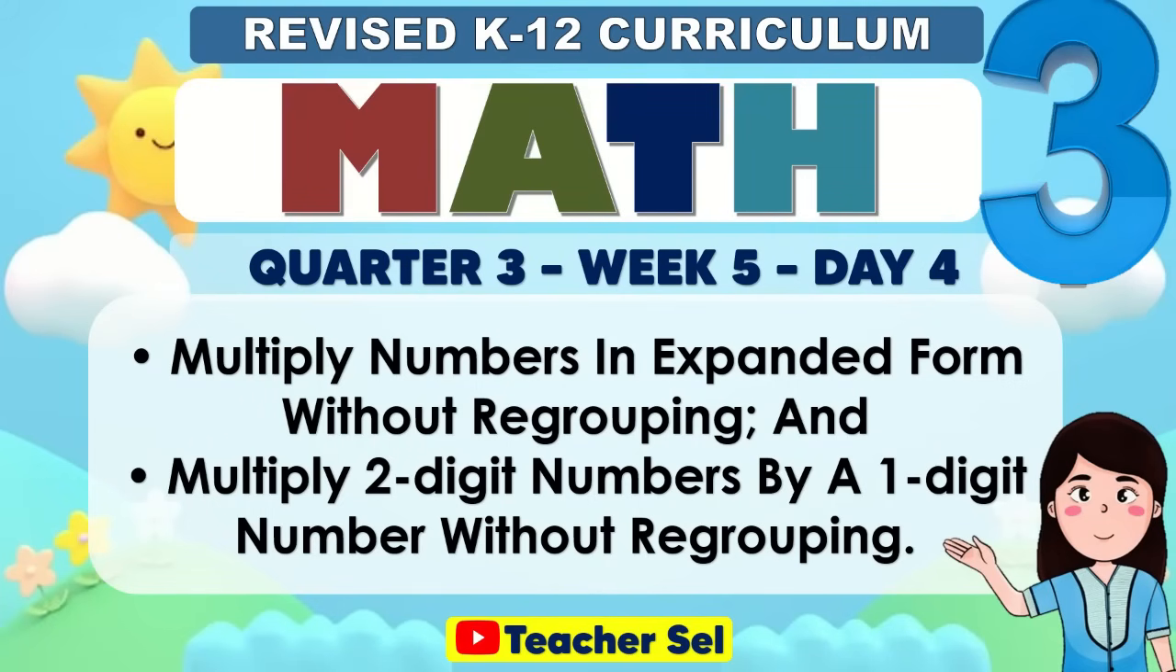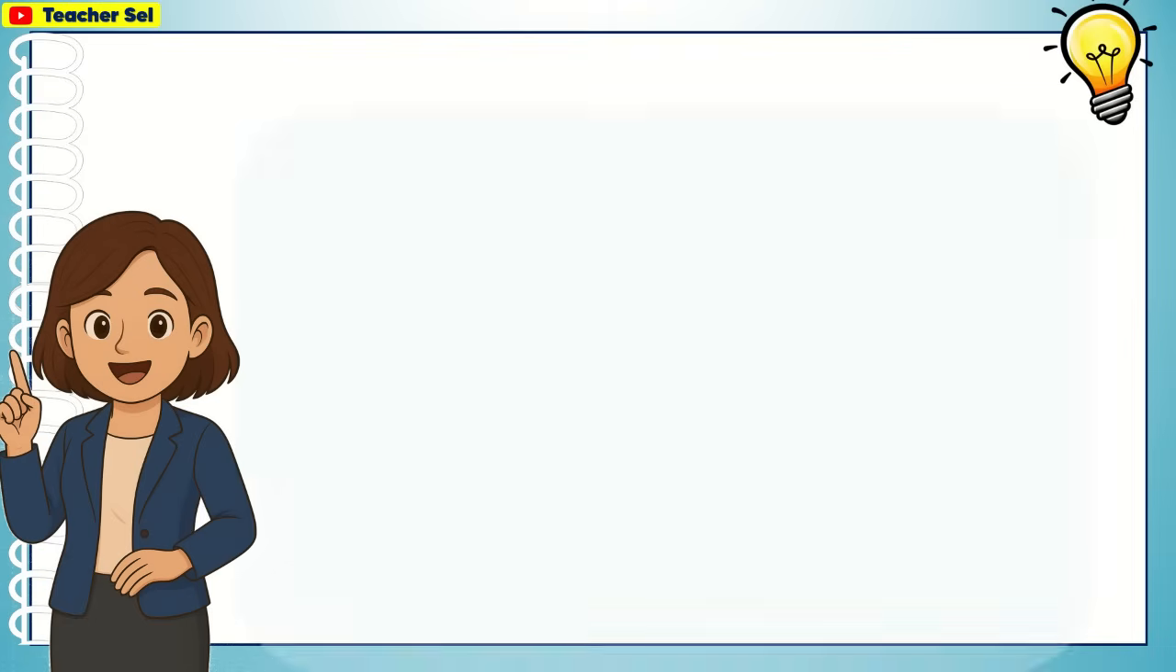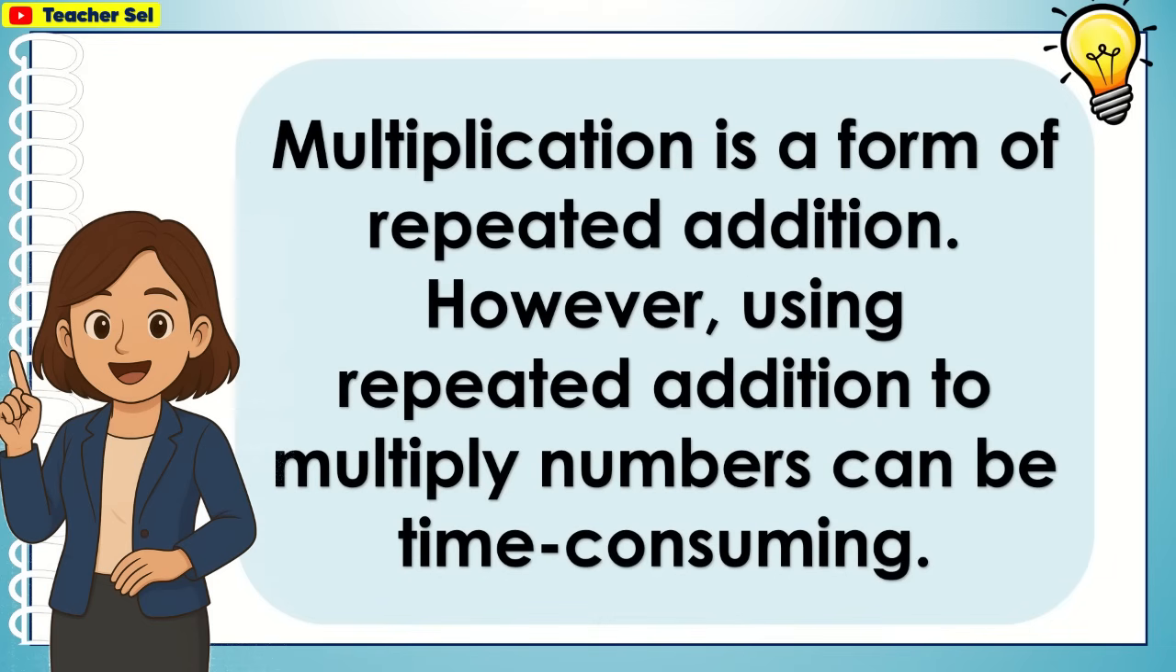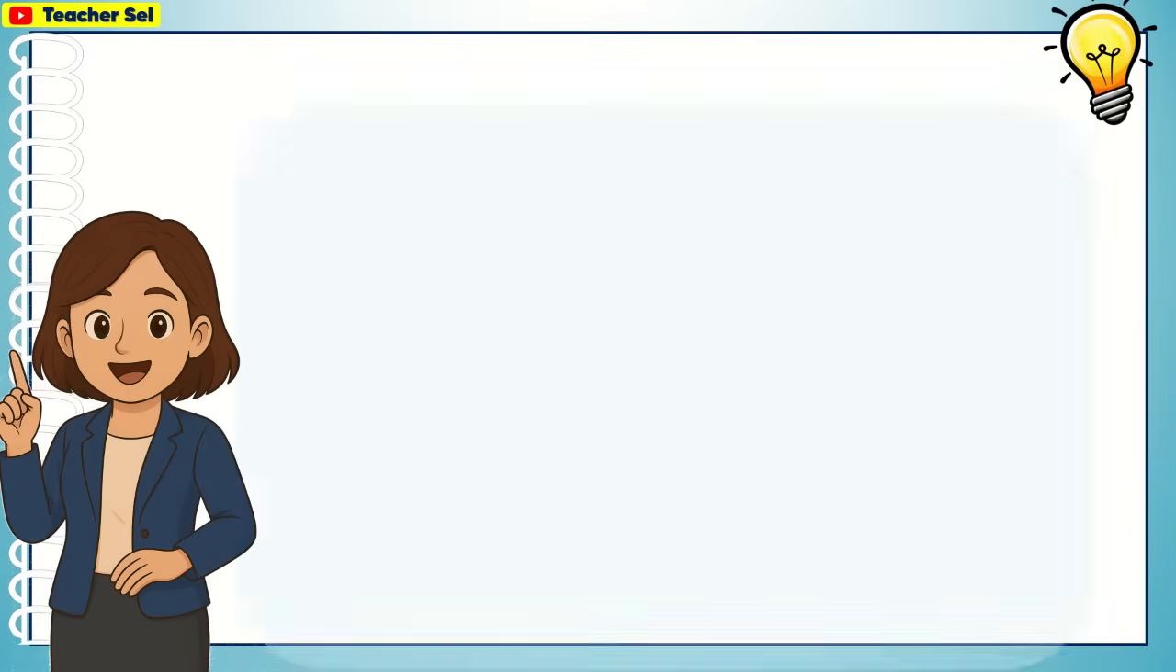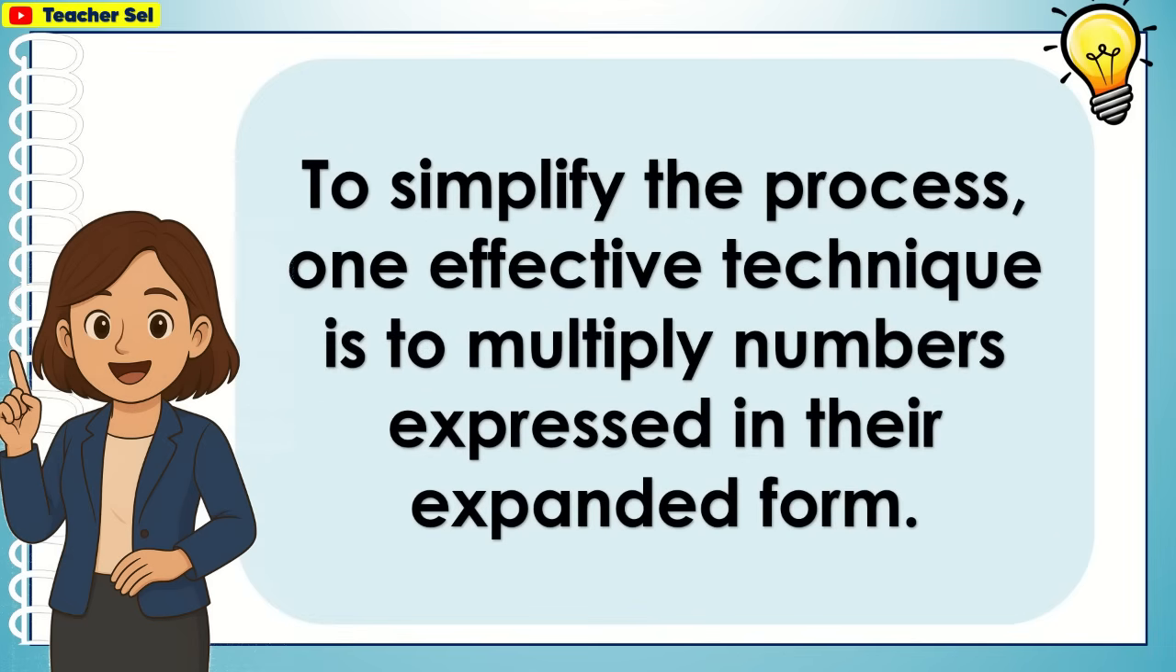For day 4, multiply numbers in expanded form without regrouping and multiply 2-digit numbers by a 1-digit number without regrouping. Multiplication is a form of repeated addition. However, using repeated addition to multiply numbers can be time-consuming. To simplify the process, one effective technique is to multiply numbers expressed in their expanded form.